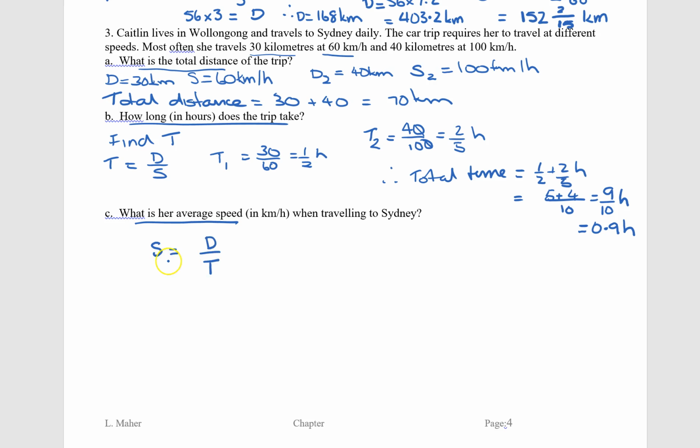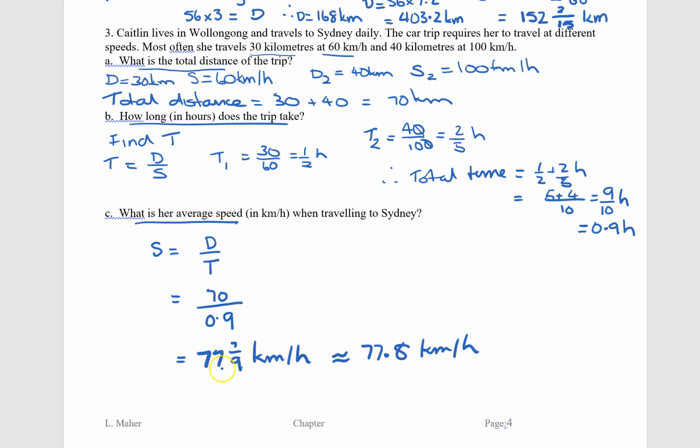time. No surprise really. Part 1, we were asked to find the total distance. We saw that that was 70. Divided by, and part 2, we were asked to find the total time, which is 0.9. And I think I will go to my calculator again. So doing that calculation, you get 77 and 7/9. That's just straight from the calculator.